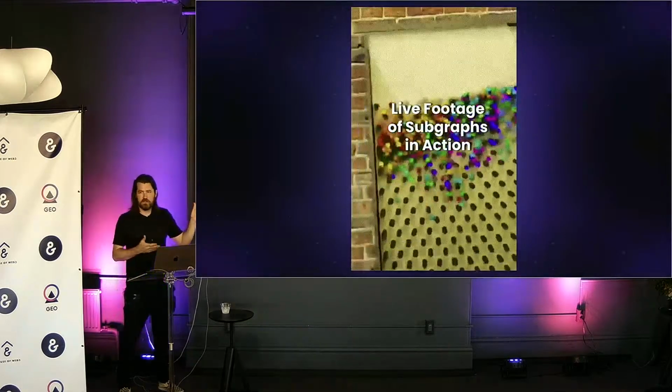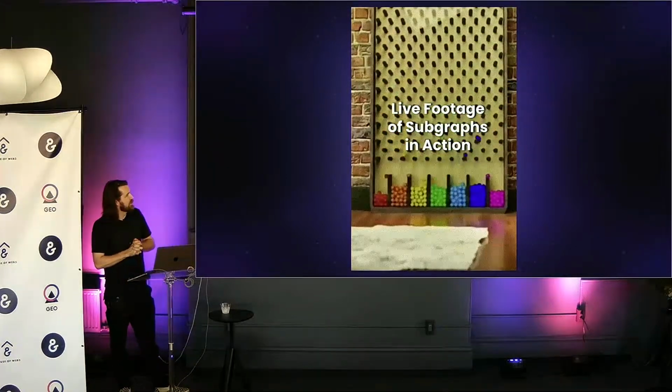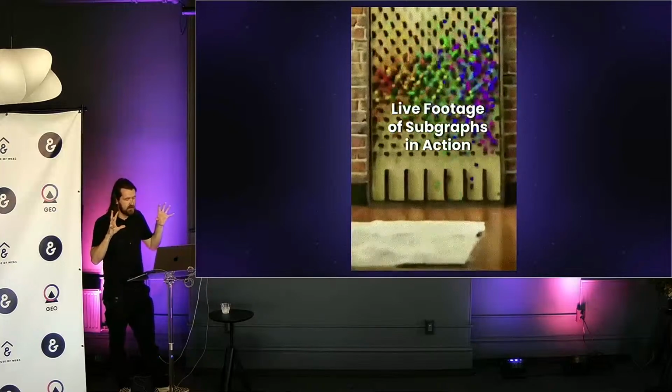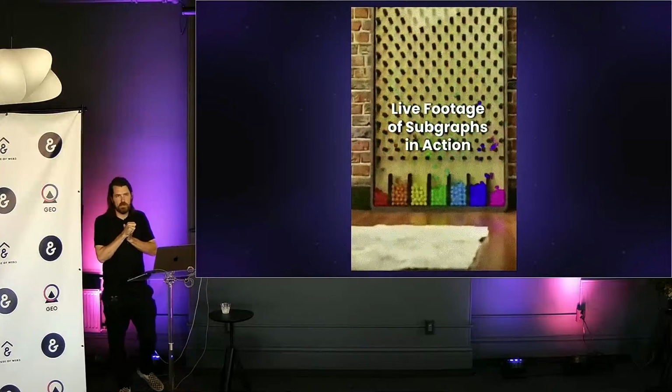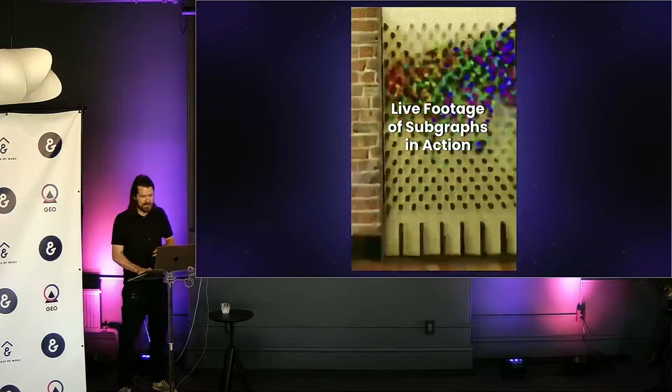So this is live footage of a subgraph at work. Just a little fun example. But yeah, all this mess of stuff going on, everything's getting organized for you as it's passing through the blockchain, and Graph Node is kind of organizing that into buckets.